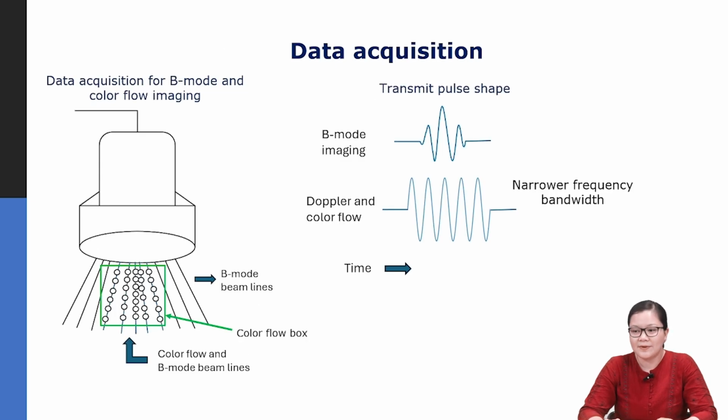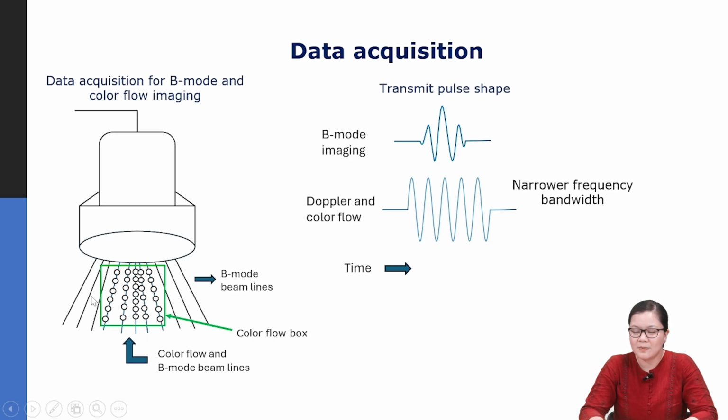In terms of acquiring the data, this is what the data acquisition schematic looks like, wherein you have B-mode lines coming out of the transducer. The B-mode lines are situated at various lateral locations to look into a region of interest. And within a region of interest, you can also select a region wherein you will calculate the color flow Doppler signal, or the blood velocities with the direction.